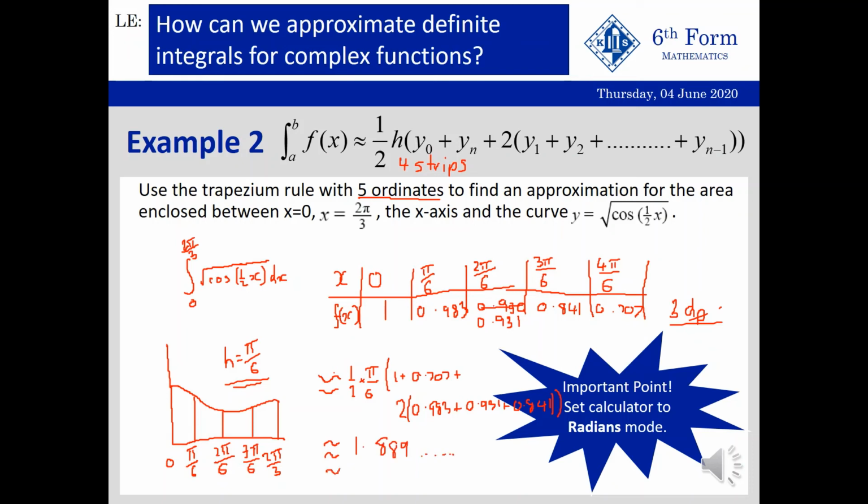So if I round that off to 1 decimal place, I'm coming out with 1.9 to 1 decimal place. Again, use the integration mode on your calculator to do a quick check to make sure this seems sensible. So if I tap that through in the integration mode, my calculator is coming out with 1.896. So again, we've got a pretty good approximation there. It looks like we can be confident we've run through our trapezium rule correctly.